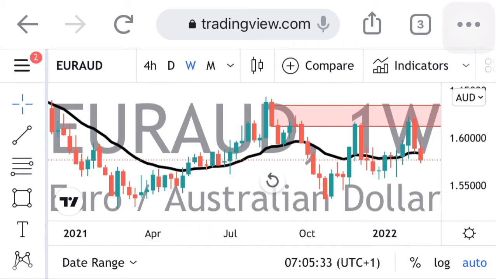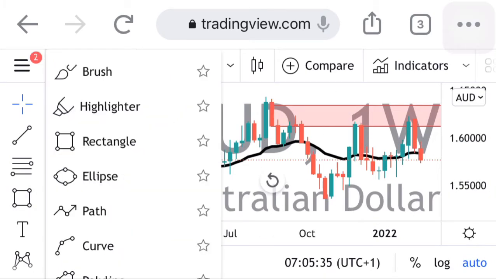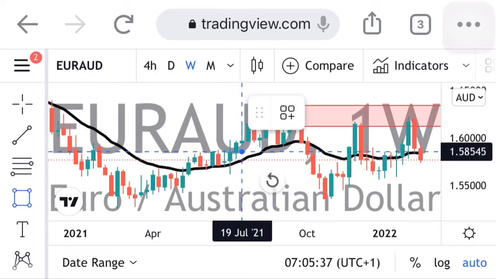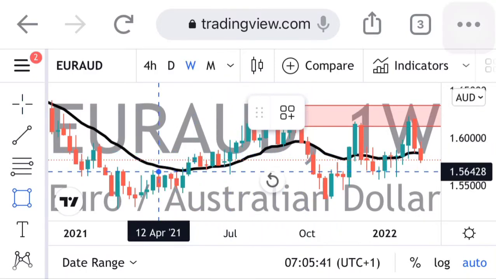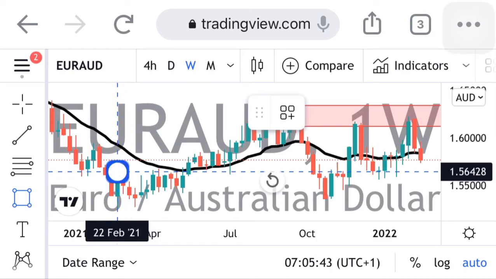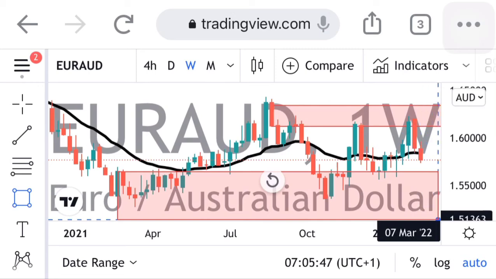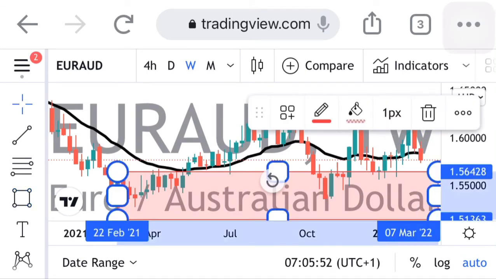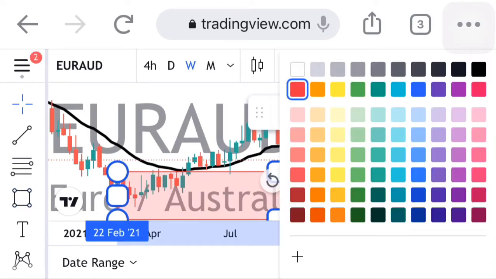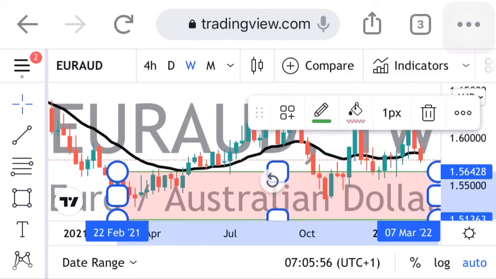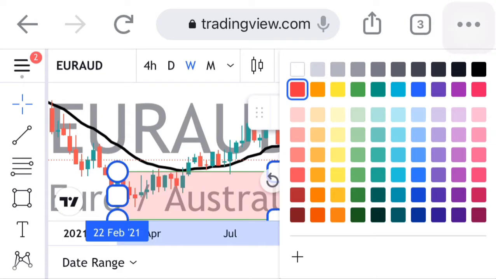So with that noted, guys, we can also spot our demand zone down here. There's the base candle, right? You can also spot our demand zone down here, right? Now let's change the color of this. I want to change the color to a green, right? The green will be fine.